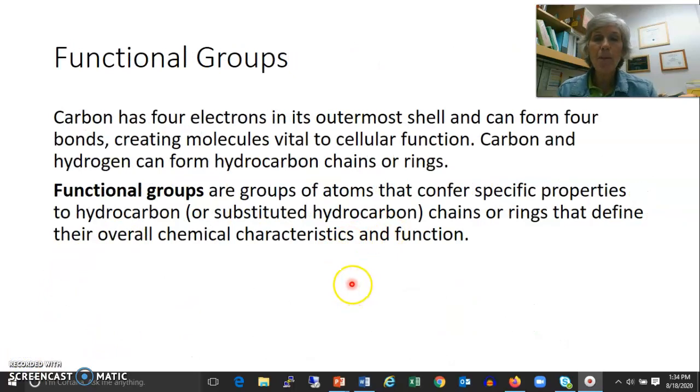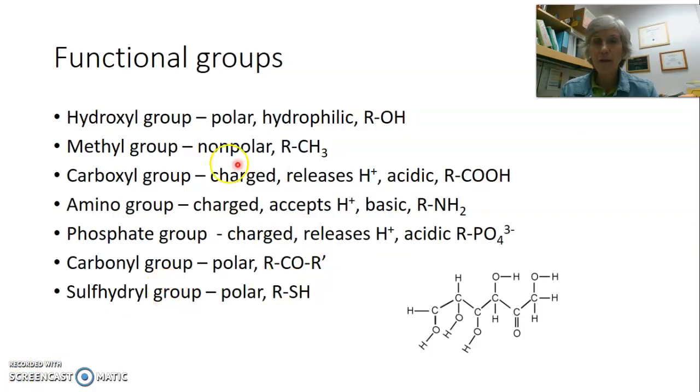Functional groups are molecules associated with carbon atoms, which actually change the overall chemical properties. There are several that you need to know: hydroxyl, methyl, carboxyl, amino, phosphate, carbonyl, and sulfhydryl. I've talked about what each one of them does. These amino groups and carboxyl groups will come up when we talk about amino acids. Methyl groups, you see a lot of on amino acids. You also see them on fats, because fats are very nonpolar, and nonpolar means carbons and hydrogens.